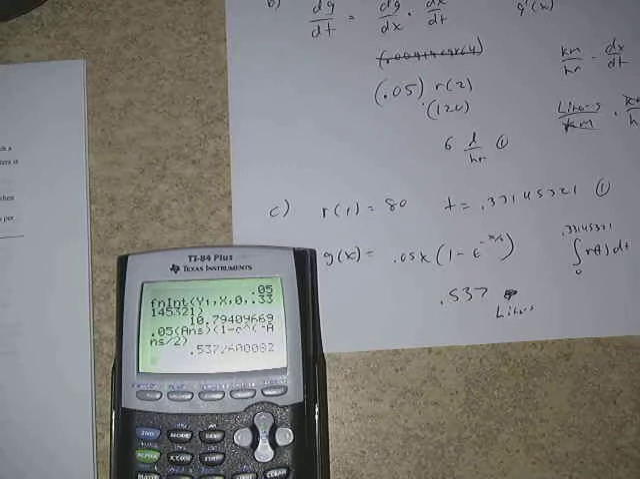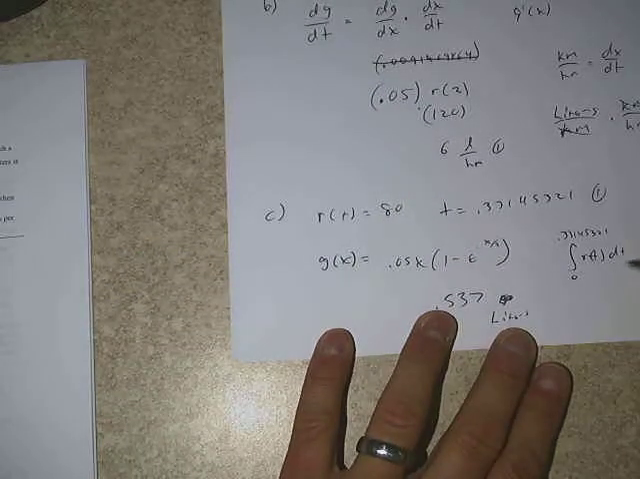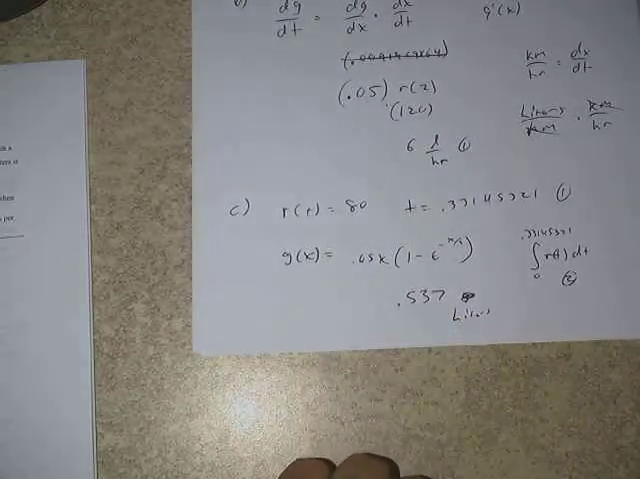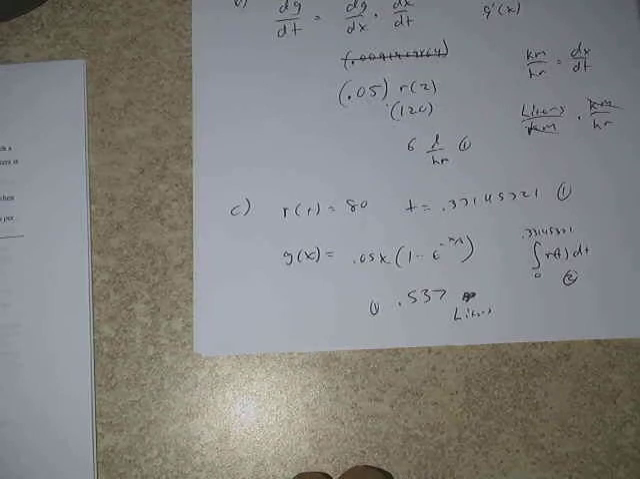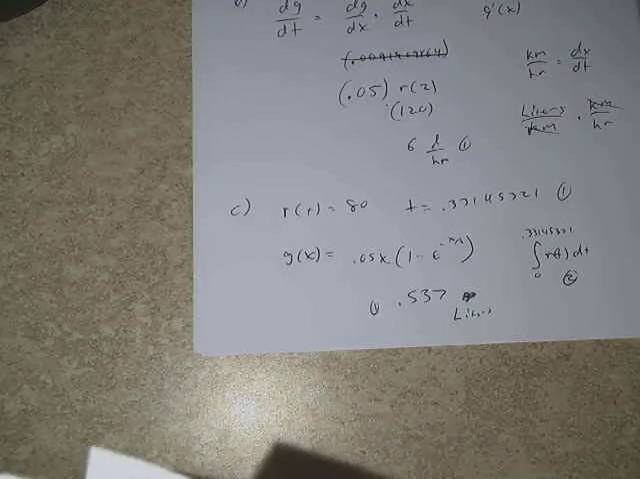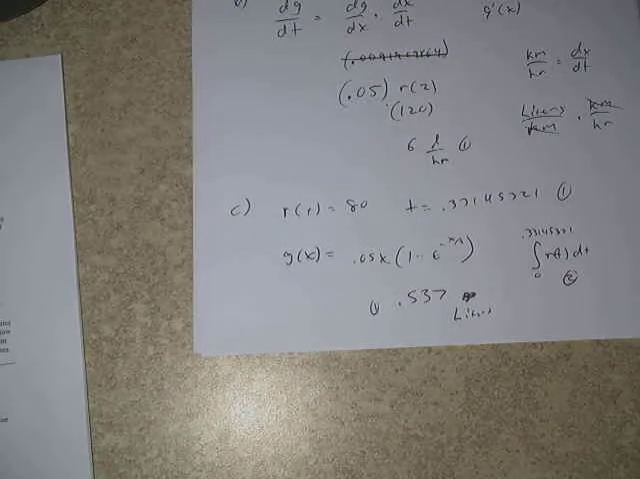You get 0.537. Remember, that's in liters of gas. Obviously not the hardest problem in the world to deal with, but you just have to make sure you're careful with what the functions are in terms of, and make sure that we use the right numbers. Like I said, be careful not to put a time in where it belongs a distance, or vice versa. Okay. From that, you're good to go.